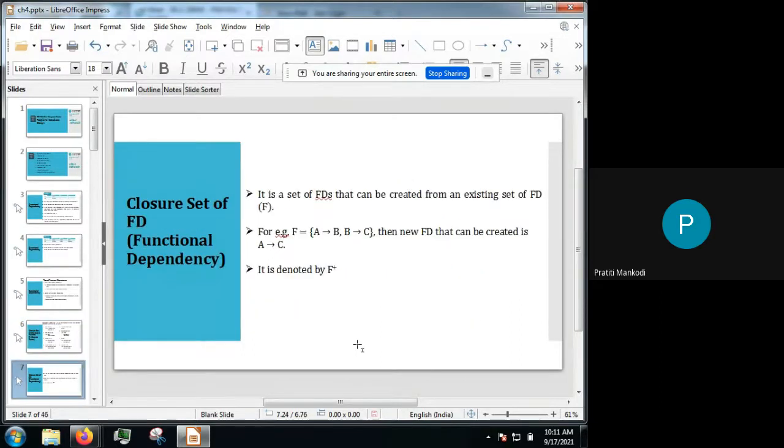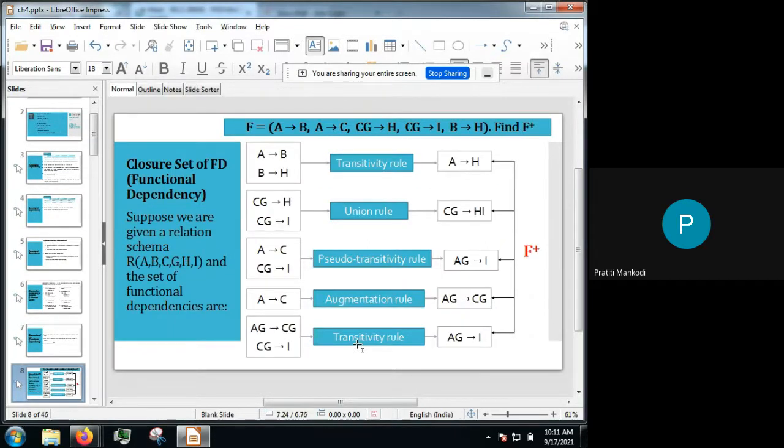Now, with the help of these axioms, we will find the closure of the functional dependencies, denoted by F plus. These are the different ways you can apply the rule and derive a new functional dependency. Do remember, closure is a set. So if you are able to derive the same functional dependency by multiple rules, you have to write it only once. Let's say in this example, we have derived AG giving I 2 times. But your final closure will contain it only 1 time because it is a set, and in a set we don't have duplicate values. Am I clear?